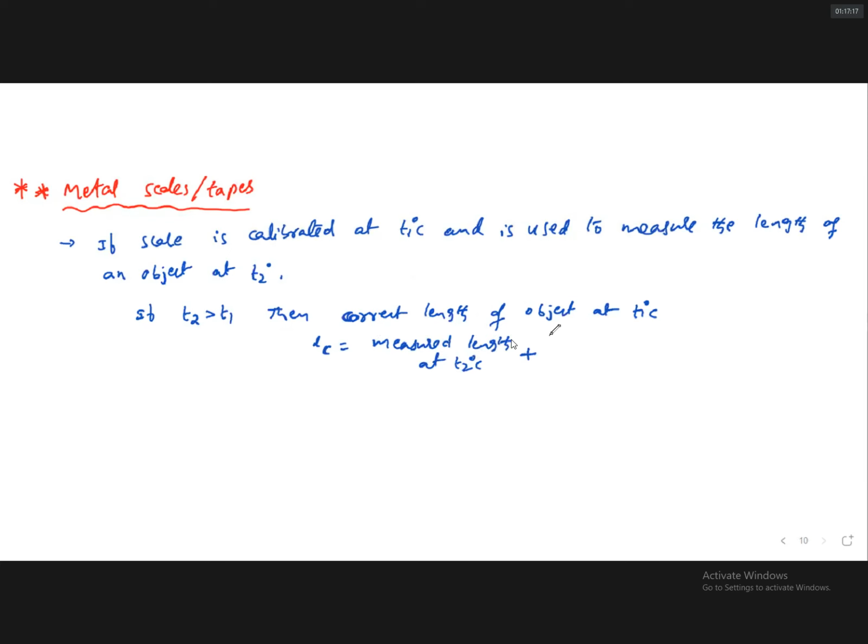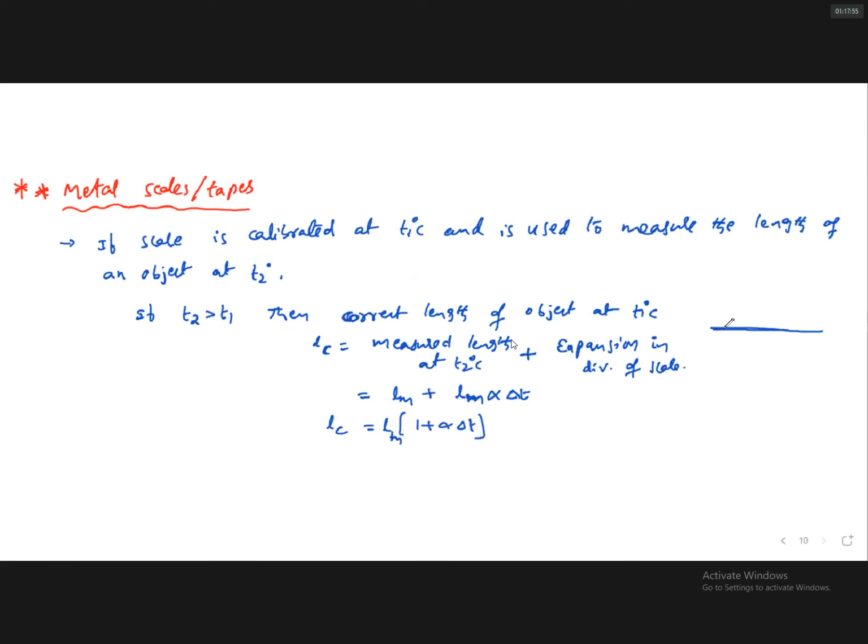plus the expansion of that scale, expansion in divisions of the scale. Here the measured length is LM. In that length LM, whatever number of divisions we have, the divisions will expand when we use it to measure at some other temperature as the temperature rises by delta T. Therefore, the correct length is equal to the measured length into 1 plus alpha delta T.